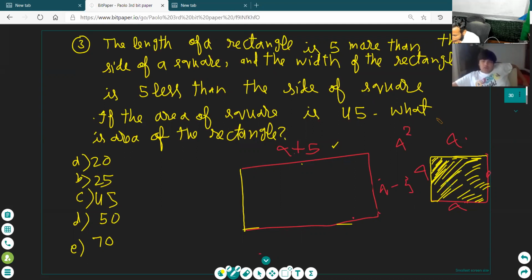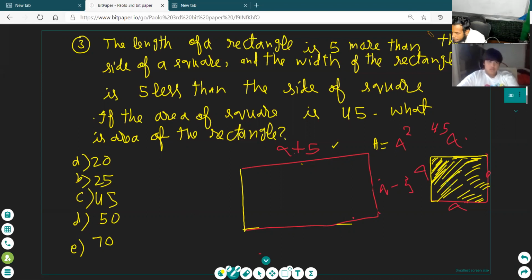Area of the square, so 45 is equal to a square. Just write 45 is equal to a square. 45 is the area. This is also area. A square is equal to 45. Right. Okay, a squared is equal to 45.